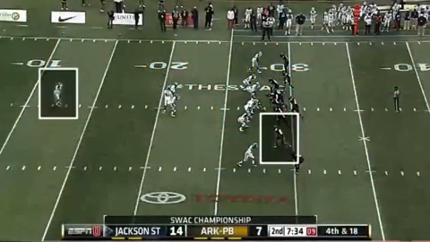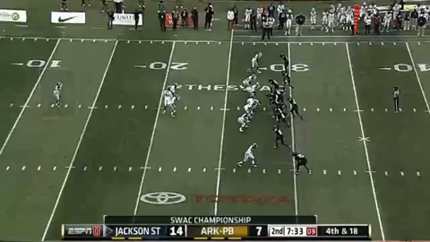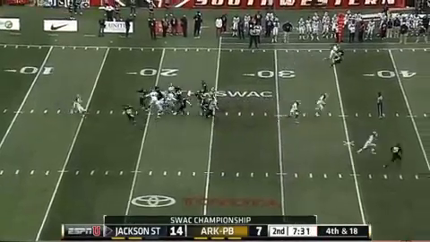We get a good call for roughing the kicker. The defensive player rolls under the kicker and gets him in the plant leg.